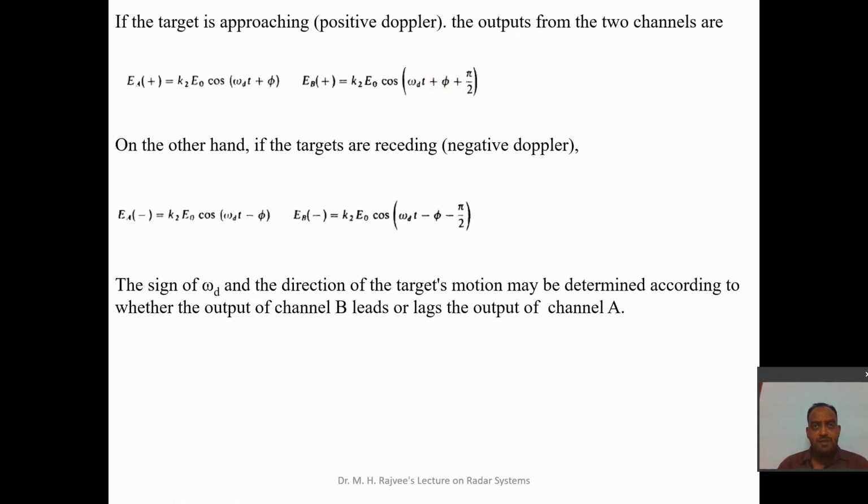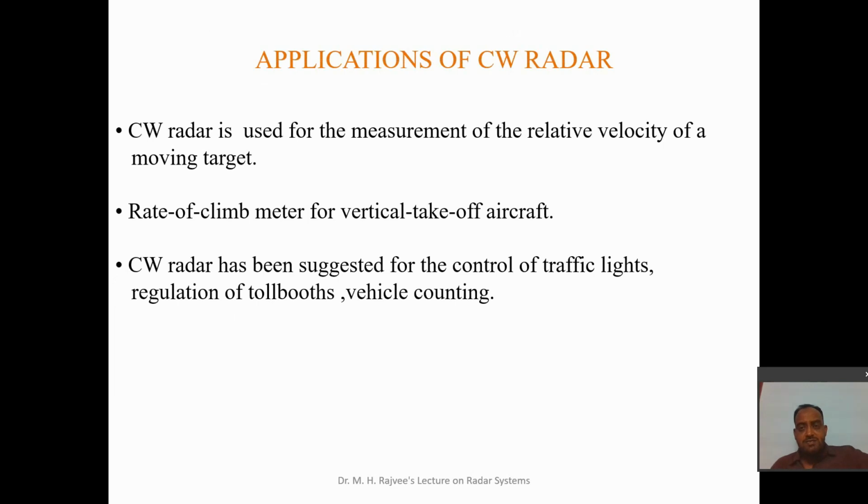Like that, the motor will be rotating in one particular direction. When the target has changed direction, the same similar equation with minus signs represents the reversal of motor direction. So by seeing the motor direction, you can estimate whether the target is approaching or receding. I hope you understood this. In the next topic, we are discussing the applications of CW radar.